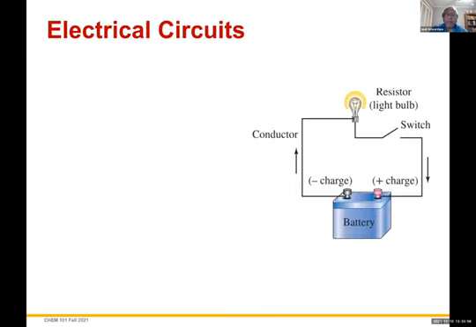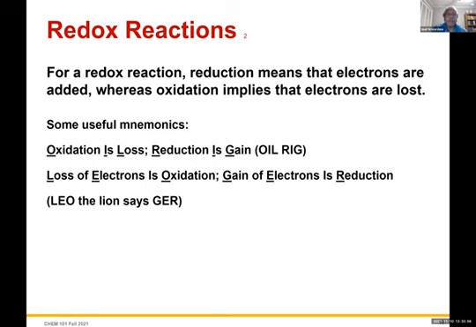So we remember that idea. Oxidation is loss, OIL RIG. Oxidation is loss, OIL. Reduction is the gain. Reduction is a gain of electron. There are also other mnemonics. Loss of electron is oxidation. Gain of electron is reduction.